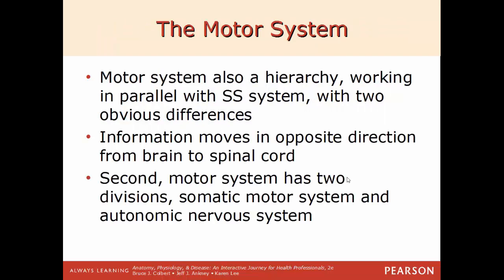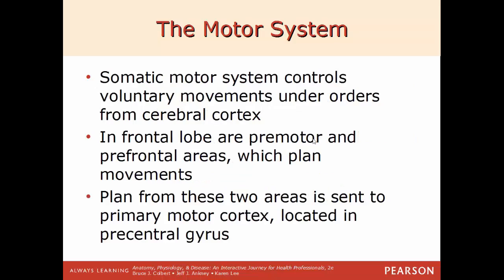All right, now we'll talk about the motor system. And the motor system is also set up in a hierarchy, working in parallel with the SS system, with two obvious differences. Information moves in the opposite direction, from the brain to the spinal cord, because whenever you're involving the motor system in general, you're involving movement. So information will go from the brain out to the rest of the body. Second, the motor system has two divisions, the somatic motor system and the autonomic nervous system. The somatic motor system will control voluntary movements under orders from the cerebral cortex.